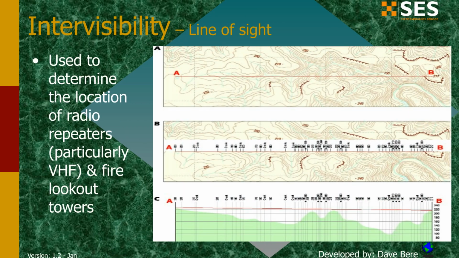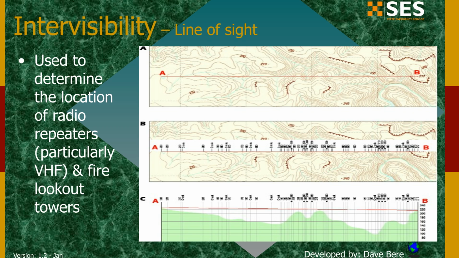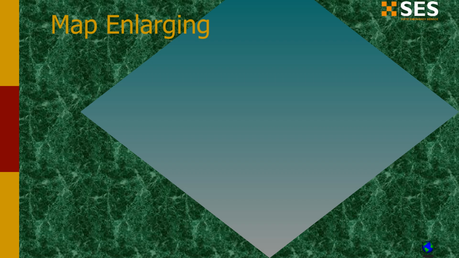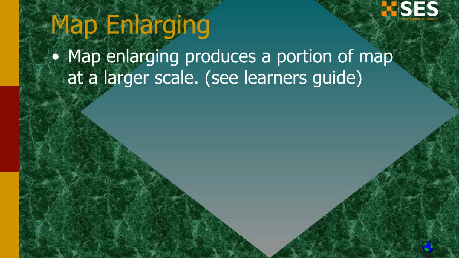Gradient is a method of expressing ground slope. It is calculated by dividing the contour interval by the horizontal distance. The result is simplified to the smallest fraction, like 1 to 6, meaning 1 unit up for every 6 units across. Intervisibility, or line of sight, is important for determining the location of communication points, such as radio repeaters and fire lookout towers.